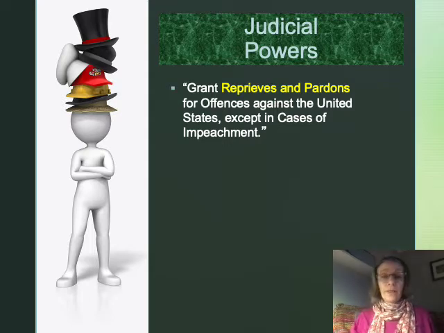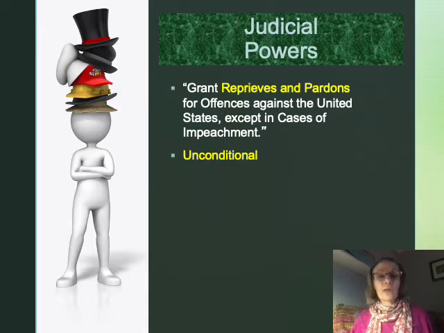When you're pardoned, that conviction is basically erased from your record. It's as if that conviction never took place. Also, presidents have the power to reprieve people. They can say the conviction is going to stay on your record, but you've been sentenced and I'm giving you a reprieve from that sentence. In other words, I'm saying that you do not have to serve your sentence, or you no longer have to continue serving your sentence. This is a really interesting power that the framers gave the president because it's unconditional.